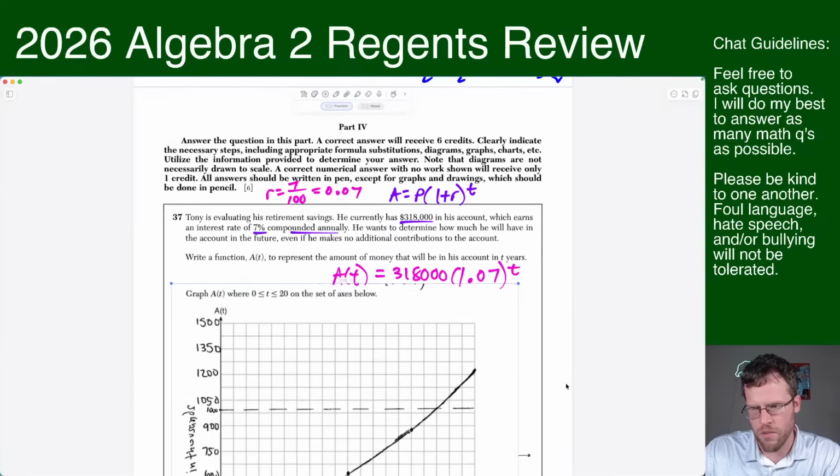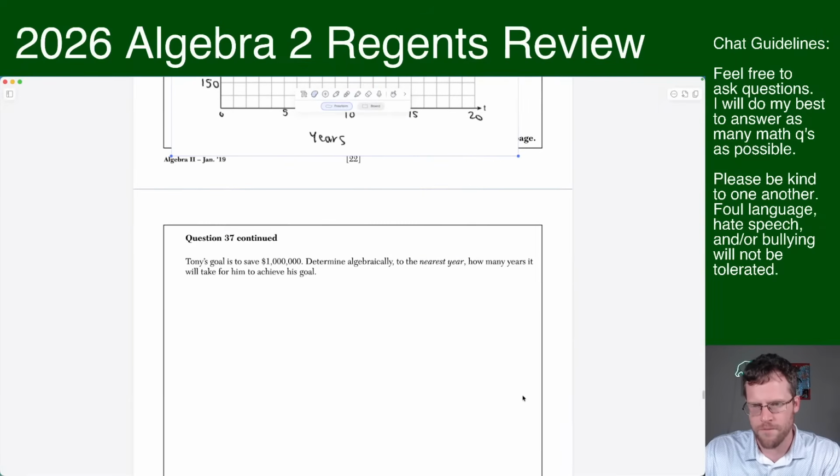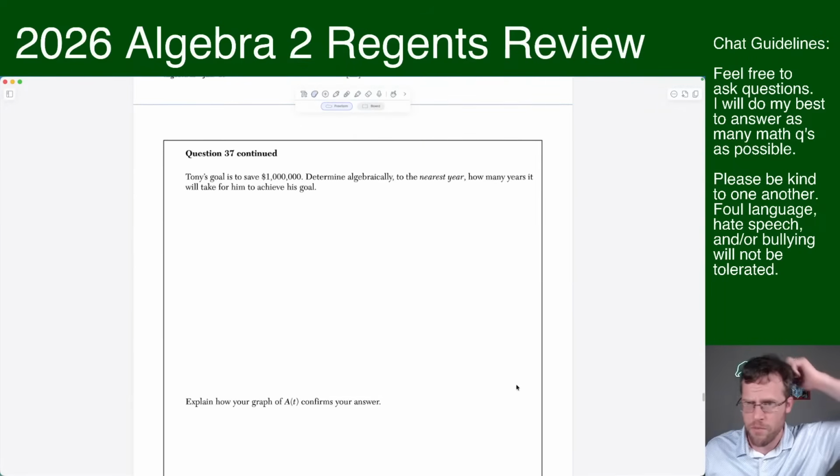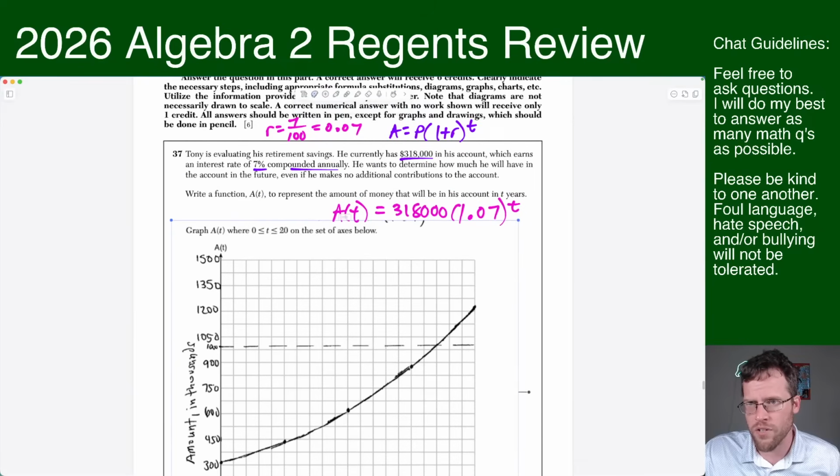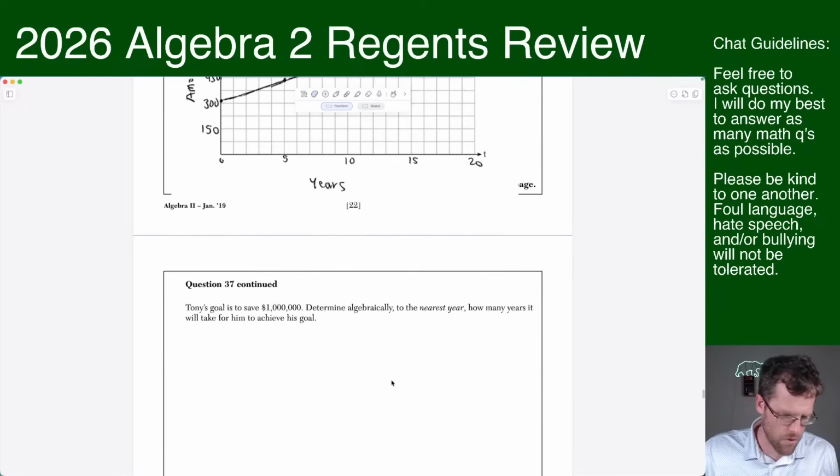All right, so this would be for the graphing portion. But then they say, Tony's goal is to save $1 million. Determine algebraically to the nearest year how long it's going to take him to reach that goal. So we would take our function here, A of t. I'll just copy this. Oh, whoops, I copied the wrong one.